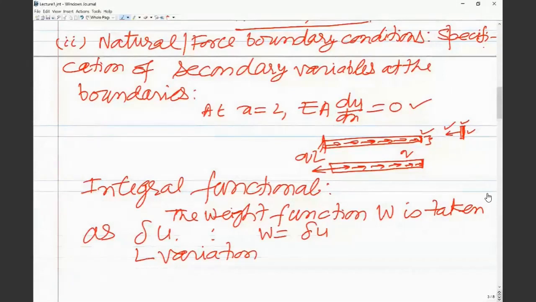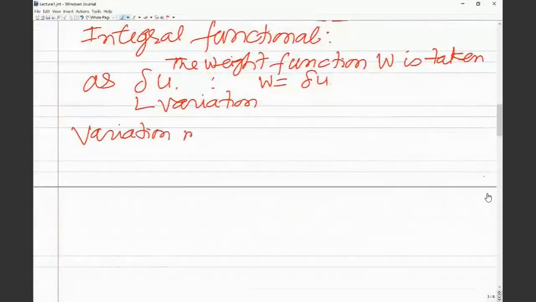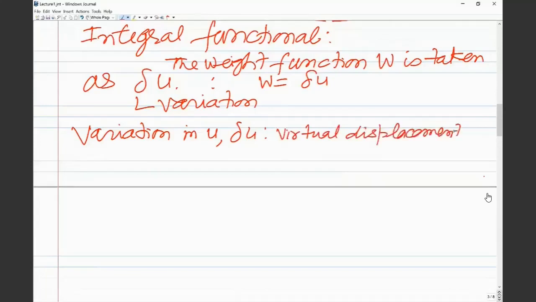For the time being, we have only one differential equation, so the weight function W is taken as delta U. And what is this variation in U? That is variation in U, we are calling it delta U. So what is it? This is a virtual displacement. This is not the real displacement, but it is a mathematical concept. It is a virtual displacement, and it should be kinematically admissible. I will explain what is the meaning of that.